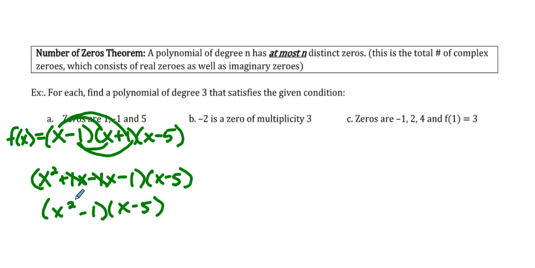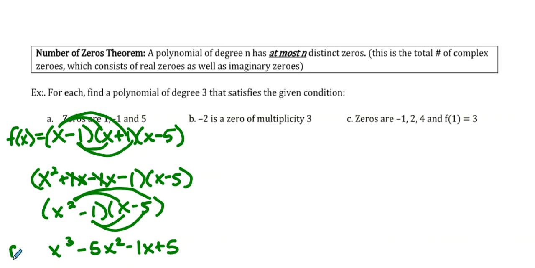So I'm going to do the same thing, I'm going to multiply. X squared times x gives me x to the third. This gives me negative 5x squared, negative 1x, and positive 5. So here's my polynomial in standard form, and keep the f of x in front.